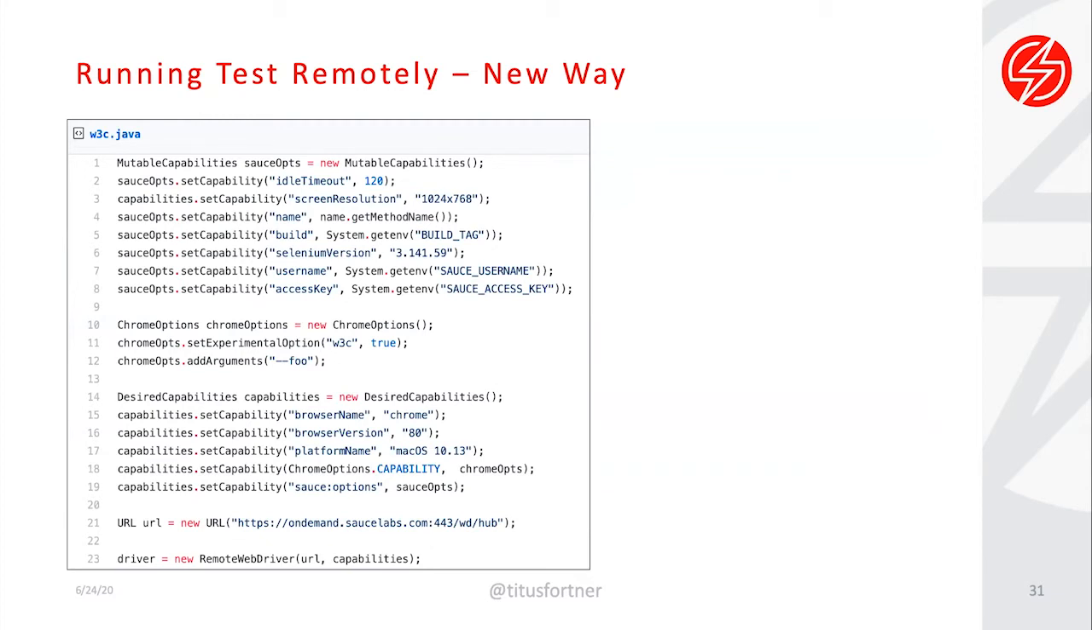So we create this sauceOpts capabilities, and in Java we have to use this new MutableCapabilities. And so in lines 2 through 8, we're setting all of the values into the MutableCapabilities that go into sauce:options. ChromeOptions there are the browser-specific things, that's a Selenium class that's being used. And then we're just merging all of these W3C supported values, and then the Chrome supported values, and then the Sauce supported values.